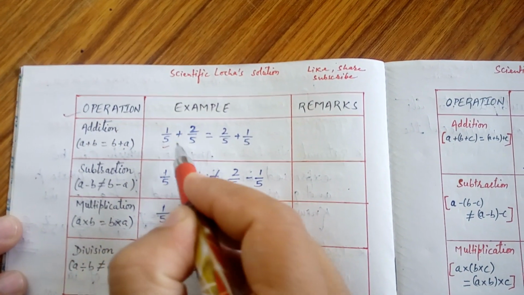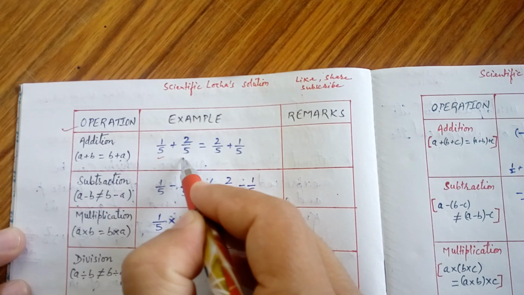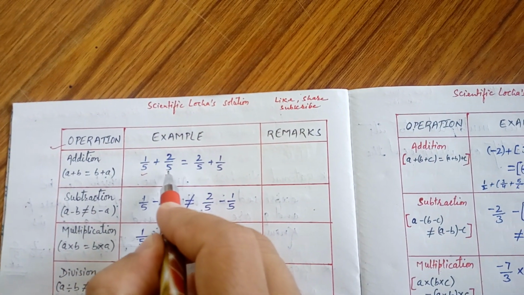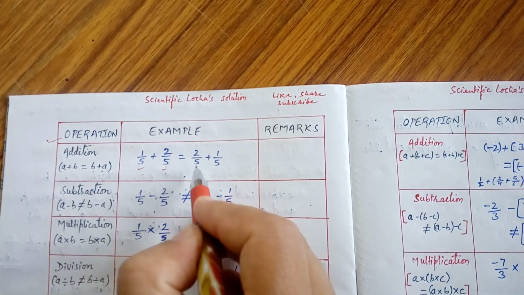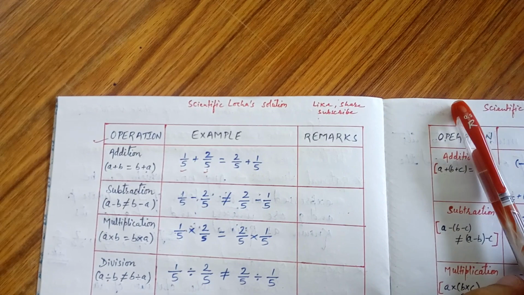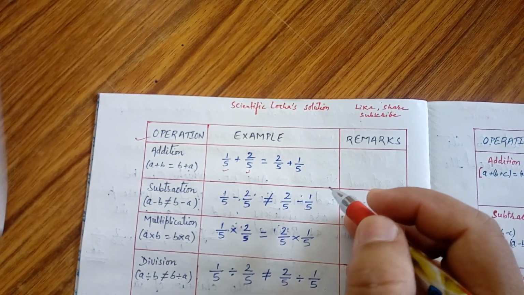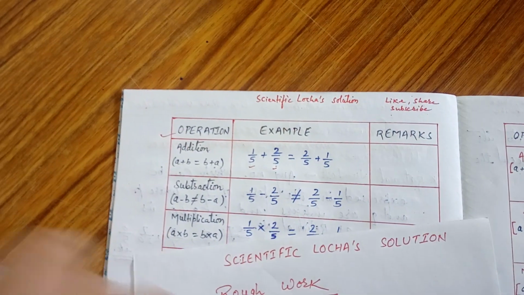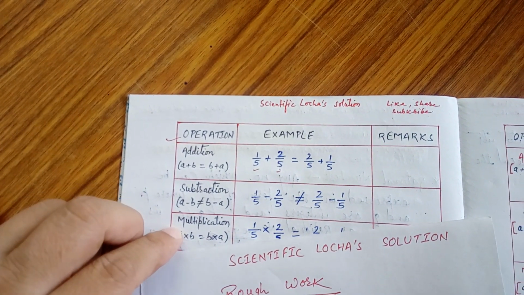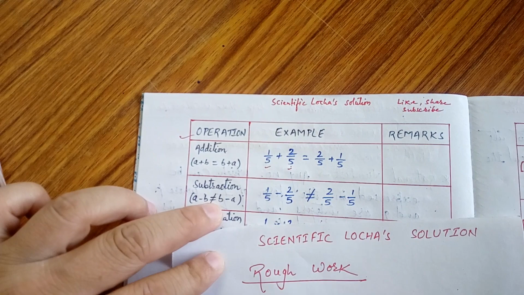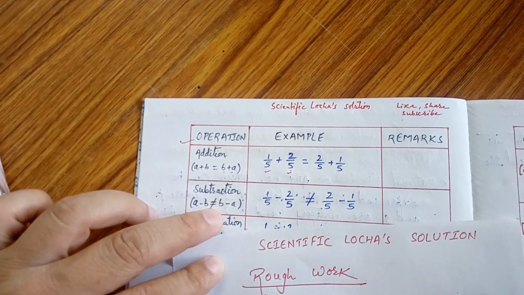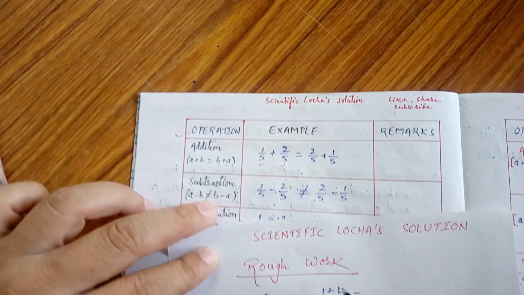When we will add a rational number to another rational number, that is 1 by 5 is added to 2 by 5 and 2 by 5 is again added to 1 by 5, in both cases we will get the equal value. We will check it in rough. 1 by 5 plus 2 by 5, what value it will give? 5 and 5 LCM is 5. 1 plus 2 is 3.